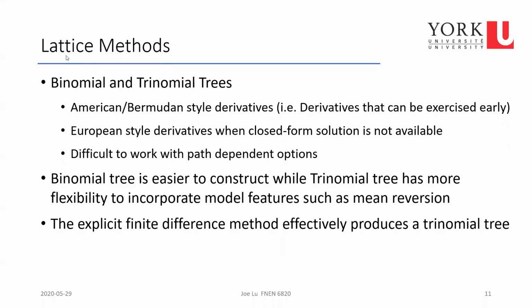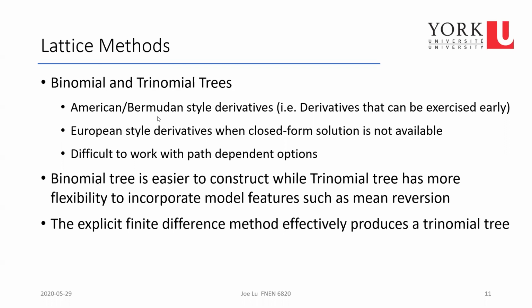Let's first look at the lattice method, or we'll call it the tree method. You can build a binomial tree, which has 2 branches, or a trinomial tree, which will have 3 branches at each step from each node earlier. Now, what's the advantage, disadvantage?